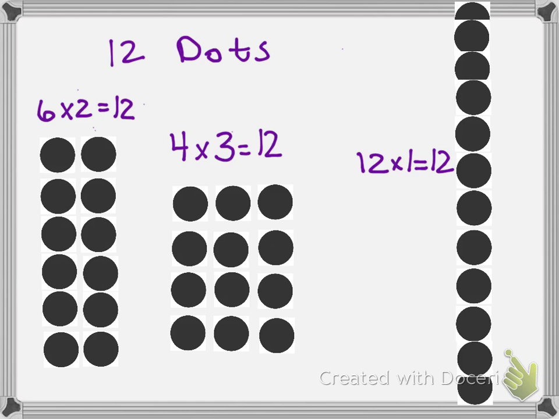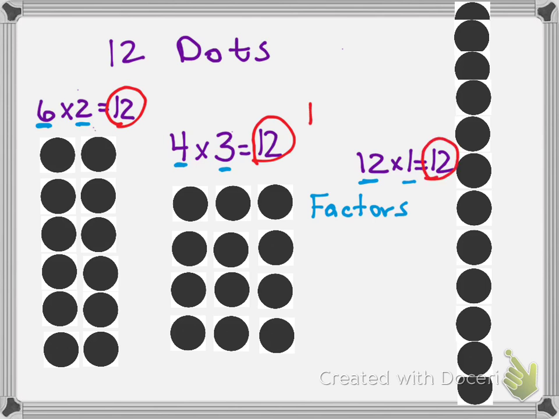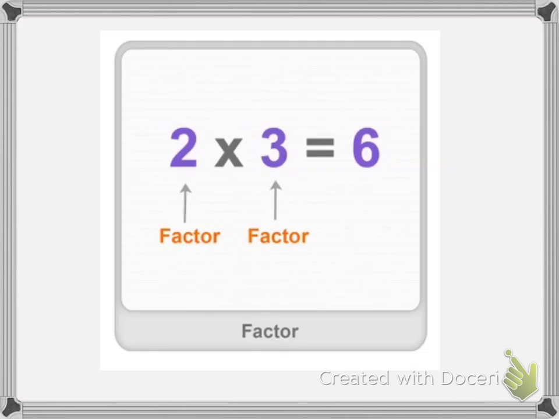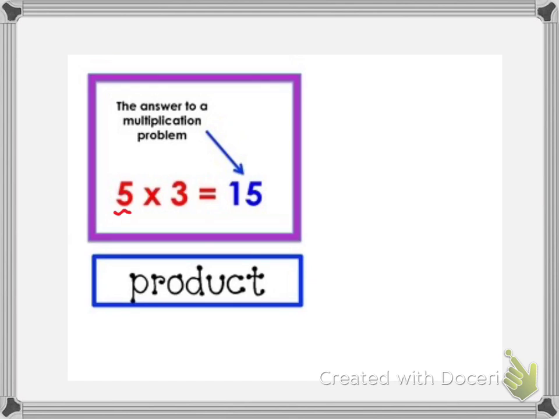So boys and girls, I wanted to explain this number and this number, the 6, the 2, the 4, and the 3, and the 12 and the 1 are all called factors. Those are numbers that we multiply together in a multiplication problem. But these numbers right here are called products, because that is what we call an answer to a multiplication problem. So, for example, 2 times 3, 2 and a 3 are called factors. Now, the 5 and the 3 are called factors, but an answer to a multiplication problem is called a product.